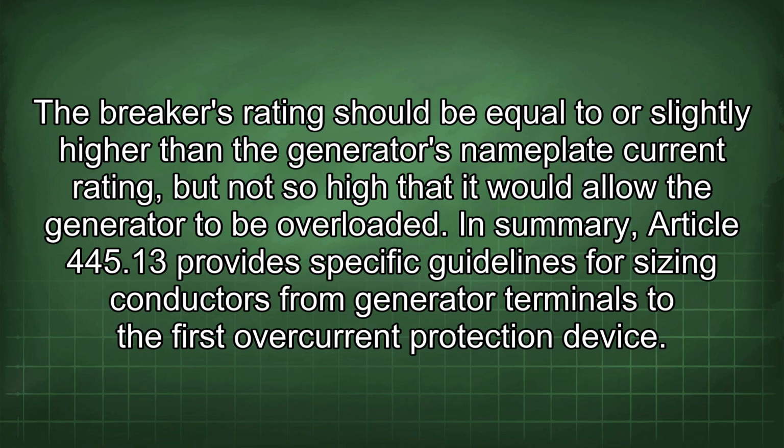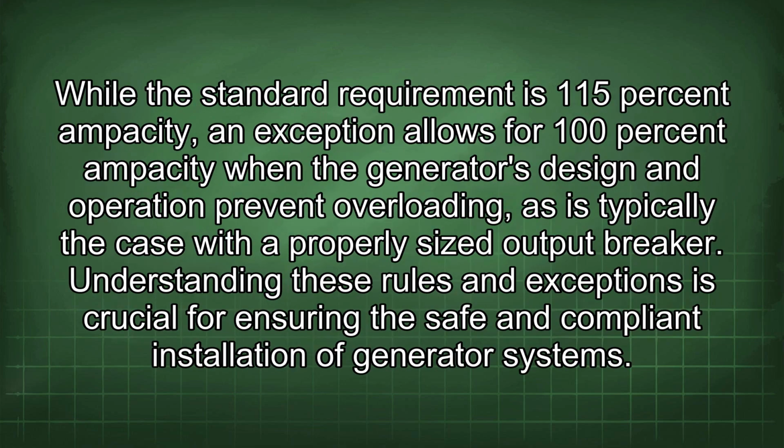In summary, Article 445.13 provides specific guidelines for sizing conductors from generator terminals to the first overcurrent protection device. While the standard requirement is 115% ampacity, an exception allows for 100% ampacity when the generator's design and operation prevent overloading, as is typically the case with a properly sized output breaker. Understanding these rules and exceptions is crucial for ensuring the safe and compliant installation of generator systems.